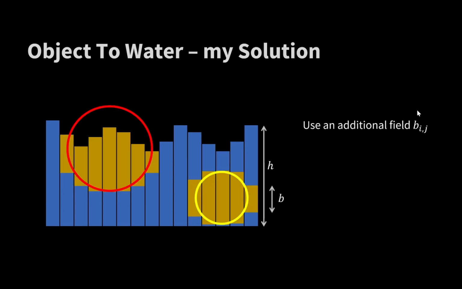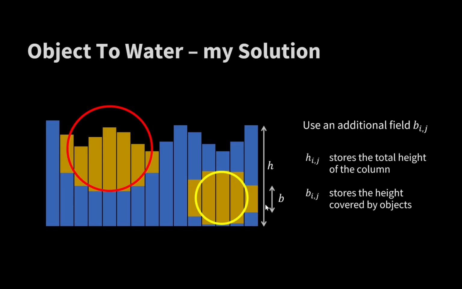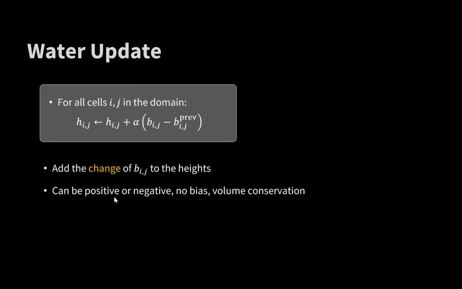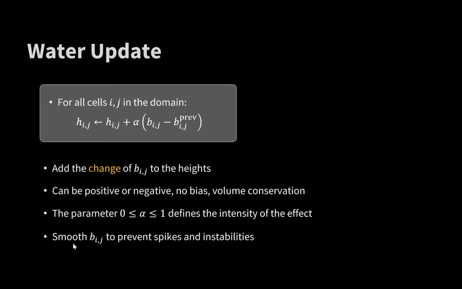I use an additional field B. As before, H stores the height of each column. The value B stores the height covered by objects. Now I add a third loop over all the columns in the simulation algorithm. First, I compute the change of the values of B between the current time step and the previous time step. I then add the change of B to the heights of the water columns. This change can be positive or negative without bias, so volume is conserved. The constant alpha is a number between 0 and 1 and defines the intensity of this effect. It's important to smooth the B field to prevent spikes and instabilities.